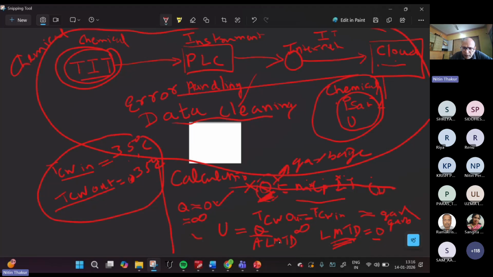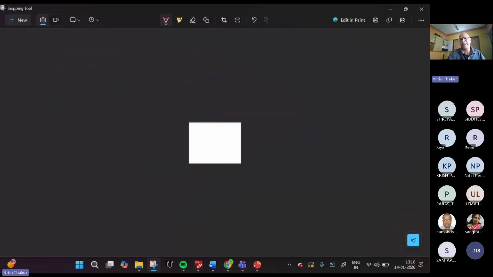Same way, in Q equal to m Cp delta T, if the mass flow is 0, this will be a garbage value. Don't even spend time considering this. So like that, these equations for data cleaning are defined by chemical engineers. It is very easy for a chemical engineer to understand this and go from there. So I just wanted to now use my last bit of time on a very high level.